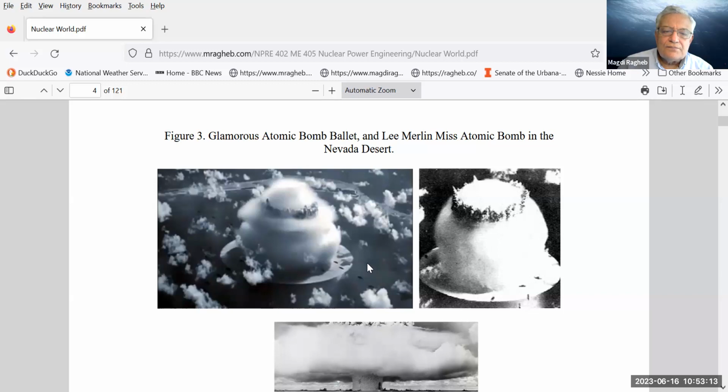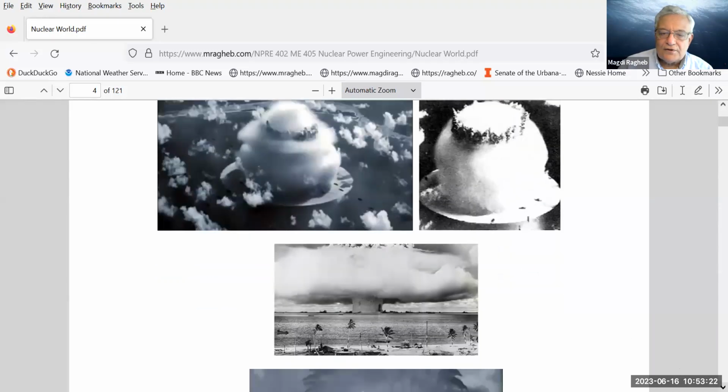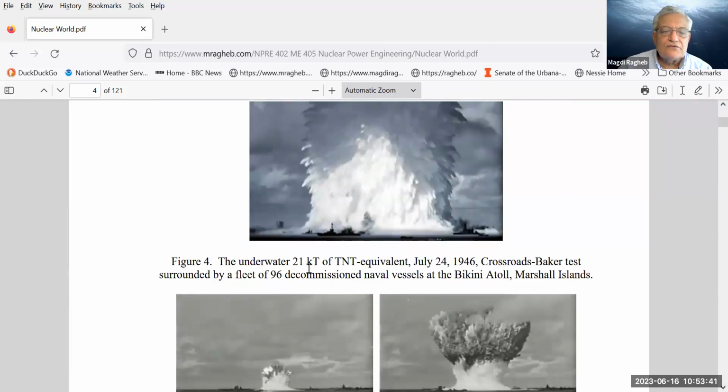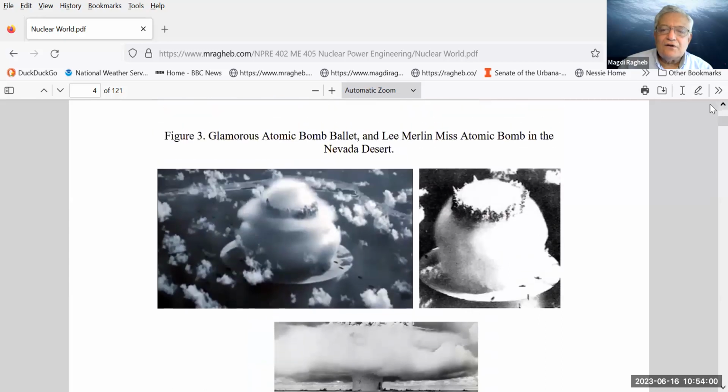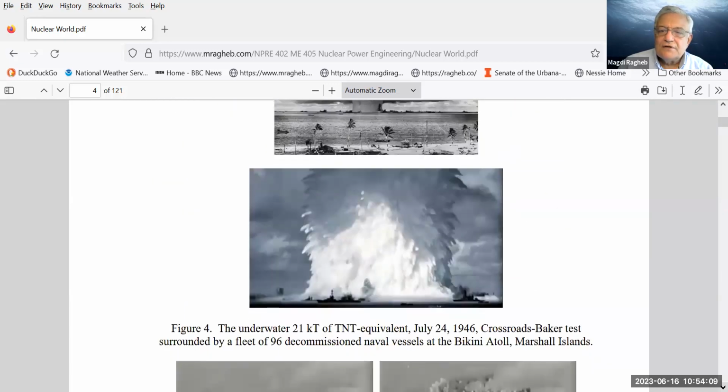You can see here the picture shows some decommissioned ships from the Second World War being tested for the effect of a nuclear bombing similar to Pearl Harbor. This is a device that was exploded underwater. These are silhouettes of the decommissioned ships at what was called the Baker test, the Crossroads Baker tests. It was a very small fission device, 21 kilotons of TNT equivalent, surrounded by a fleet of 96 decommissioned naval vessels. The atoll was named the Bikini Atoll, and then the name became the name of the swimsuit designed by a French swimsuit designer. The test happened on July 24, 1946. Notice the silhouettes of those decommissioned, mothballed ships.